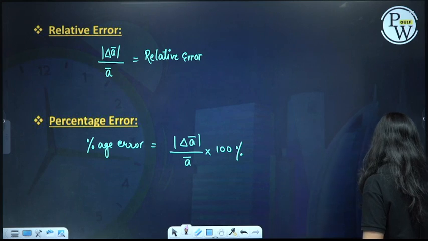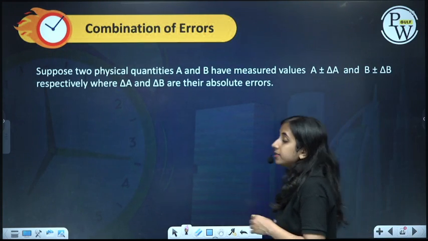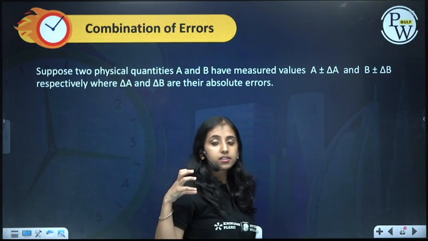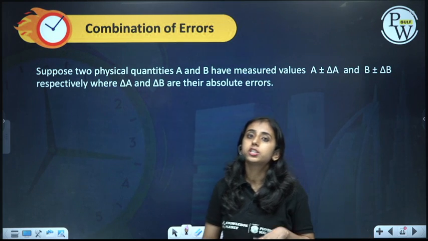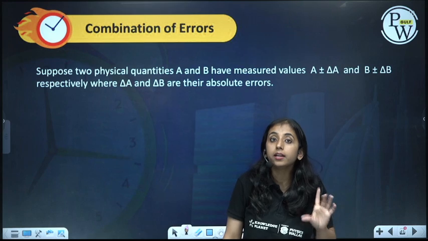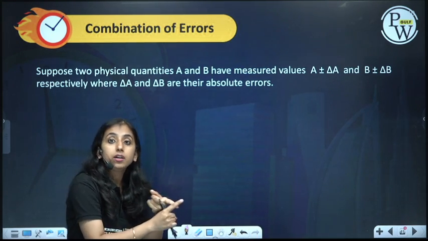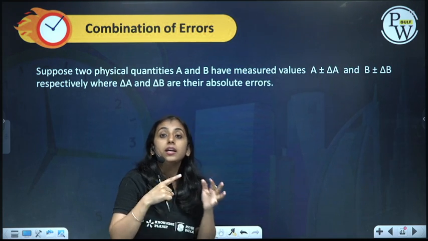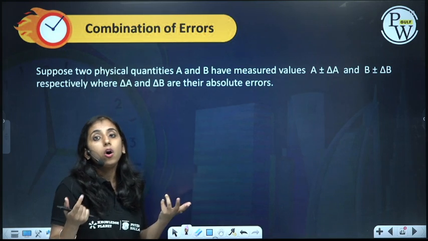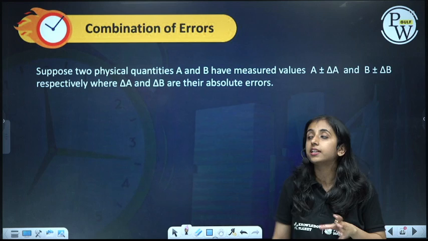Now let's see how errors propagate in combinations. We measured some quantity A and we measured some quantity B. There will be some error in A, there will be some error in B. Now what will be the overall error in A plus B, A minus B, A into B, A divided by B, A raised to the power n, B raised to the power n? All these are combinations of the quantities. So how do errors propagate in combinations?